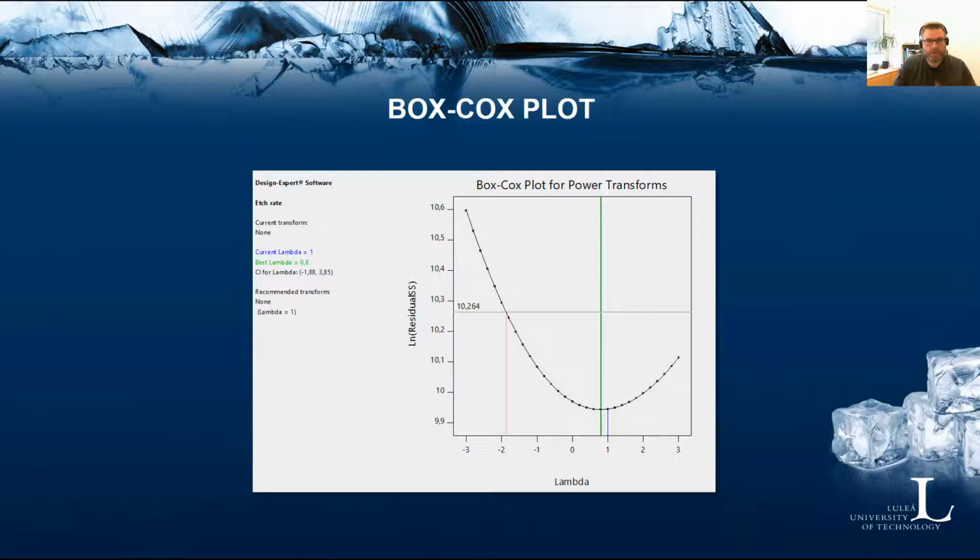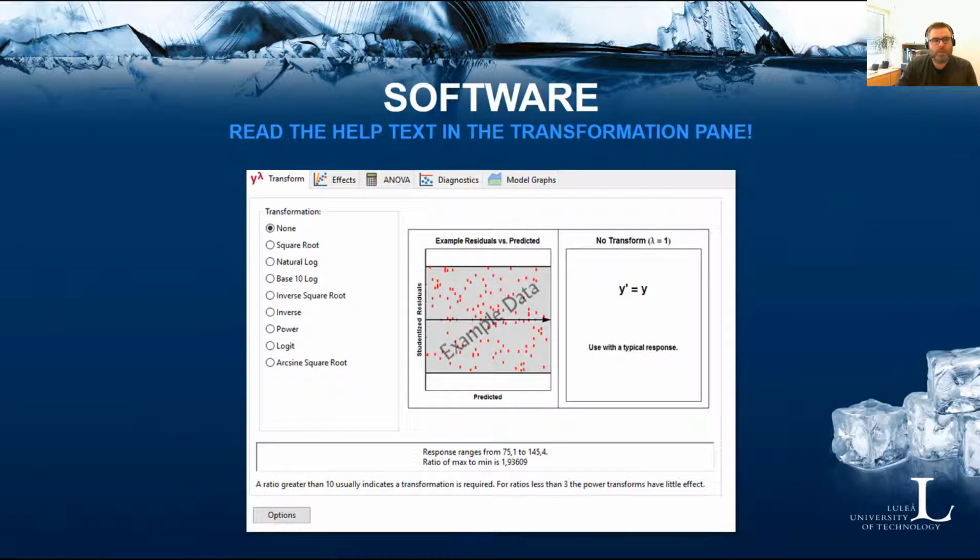Okay, and then let's quickly run through some help that you can get from the software. When you come into the analysis part of the software, you have this first pane, which is the transformation pane. And here you have important information to read.